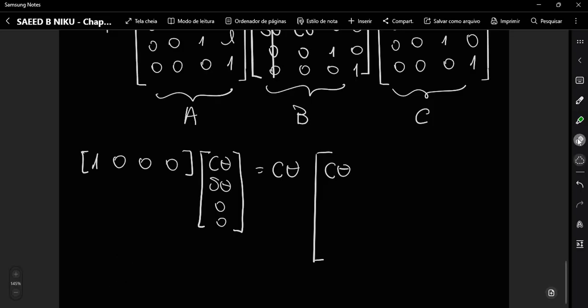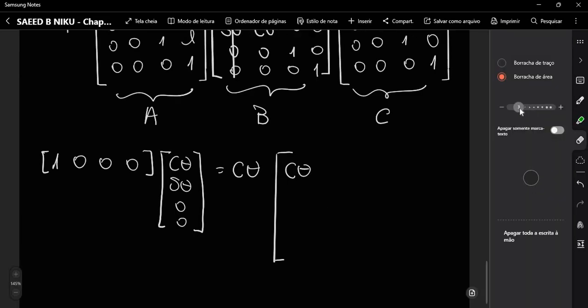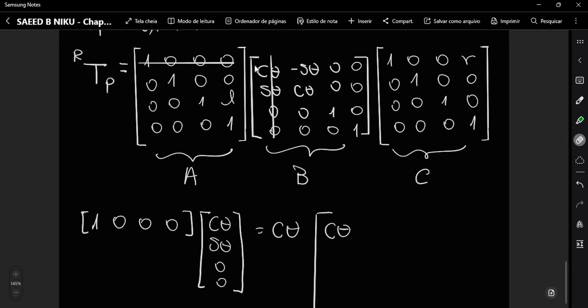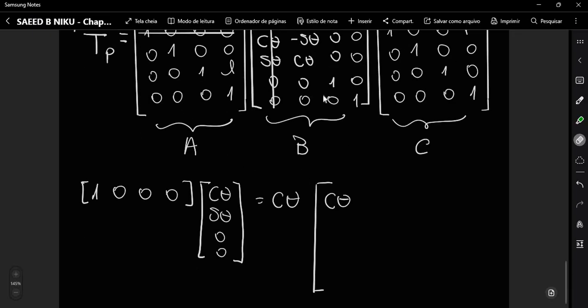Okay, now it is this row by each column. Now it is this column.